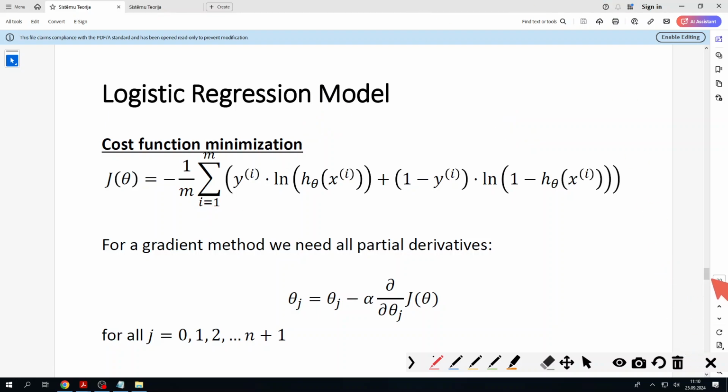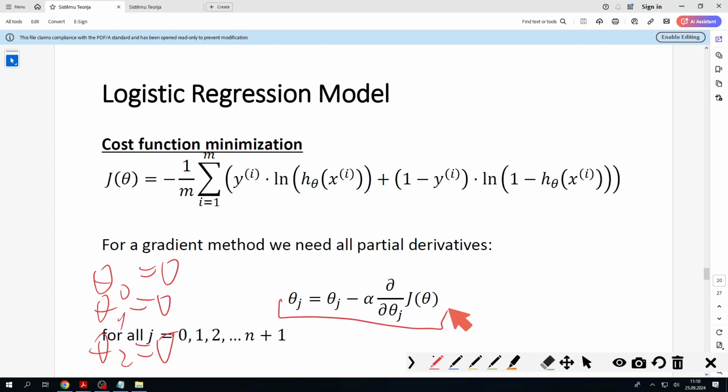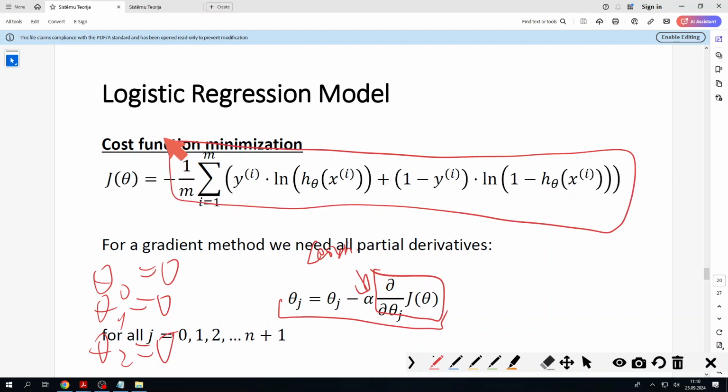So the idea is exactly the same as it was before. You start with some theta 0, let's say 0, theta 1, say 0, theta 2, say 0, and then you improve this solution by running multiple iterations accordingly for all theta parameters by subtracting this alpha learning rate multiplied by the derivative of the cost function. Now, however, your cost function is different, and technically you should now find the derivative of this cost function.